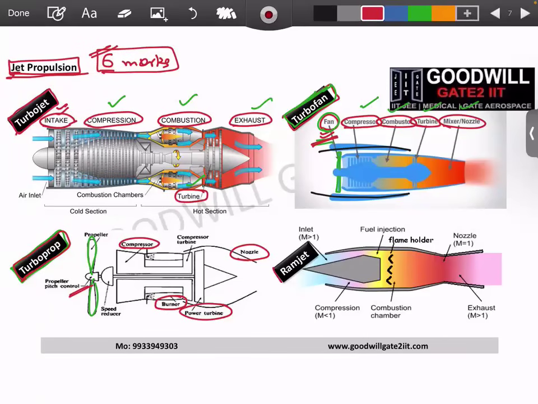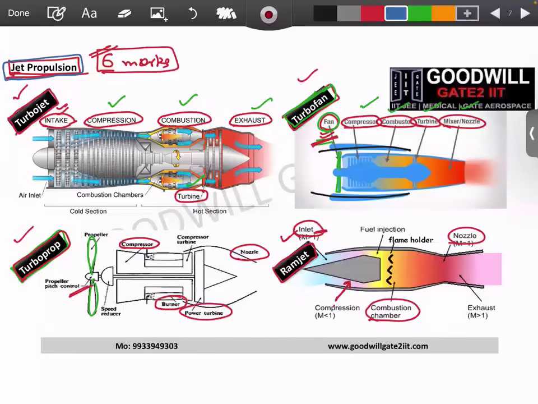Another example, the ramjet engine. If you see, there is an inlet. Don't worry about this compression. This is not an axial flow or centrifugal flow compressor. This is basically compression coming from the inlet. You have the same combustion chamber, you have the same nozzle, but there is no turbine. So if you add or remove components here and there, you end up with multiple different kinds of engines, and all these engines come under the gas turbine engine family, and that's what we want to understand in jet propulsion.